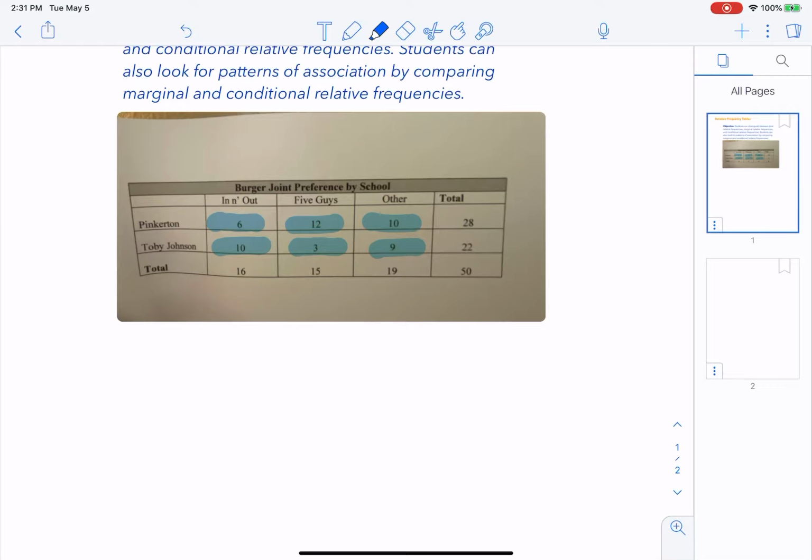So for instance, something marked in blue would be the Toby Johnson students who prefer In-N-Out, and that would be 10.